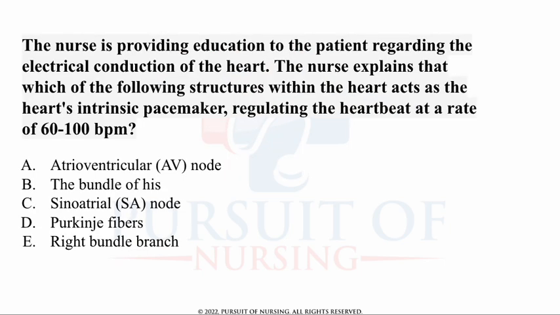All right, this is a classic multiple choice style question. This is going to test your knowledge of physiological integrity. The nurse is providing education to the patient regarding the electrical conduction of the heart. The nurse explains that which of the following structures within the heart acts as the heart's intrinsic pacemaker, regulating the heartbeat at a rate of 60 to 100 beats per minute. So is it the AV node, the bundle of His, the SA node, Purkinje fibers, or the right bundle branch?